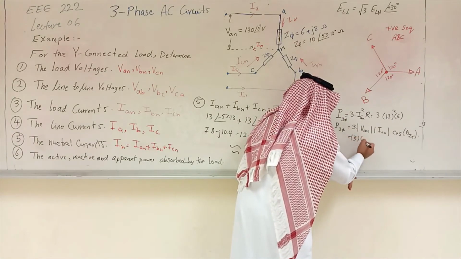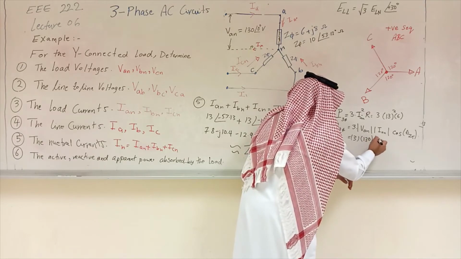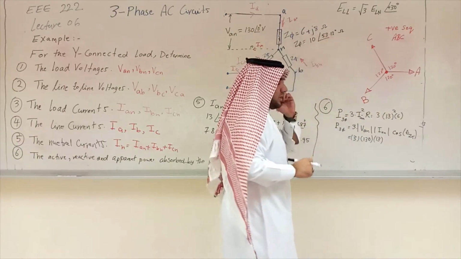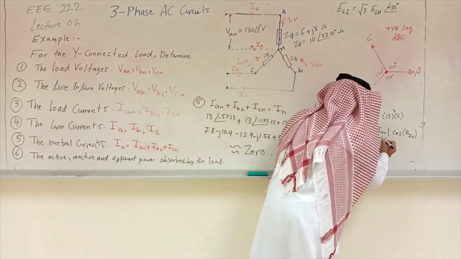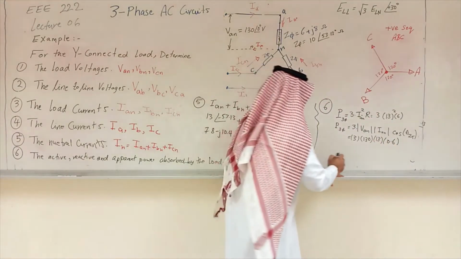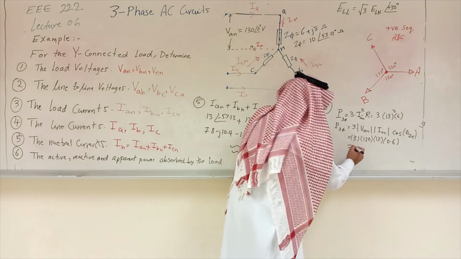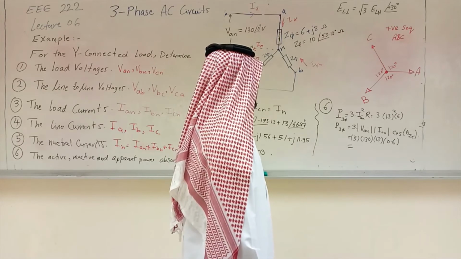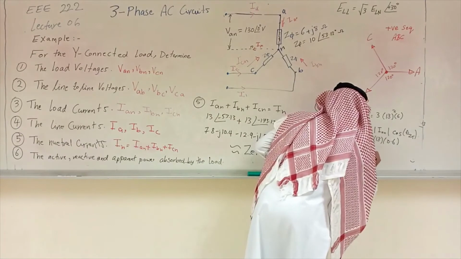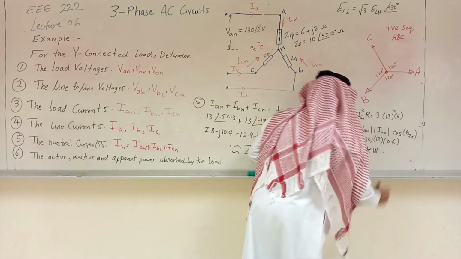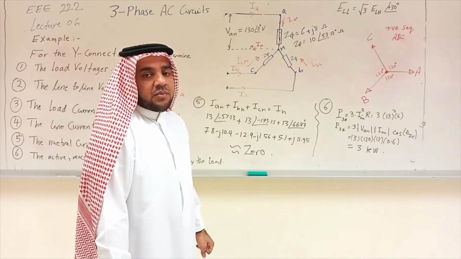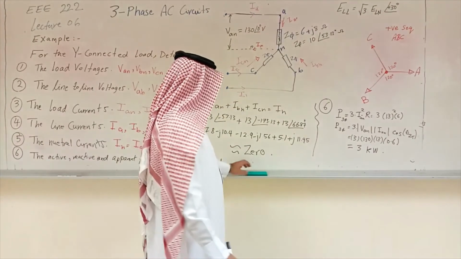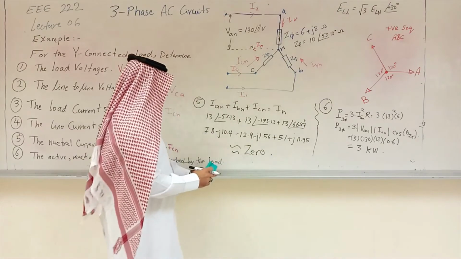And here it is 3. What is VAN? VAN is 130. What is IAN? It is 13. What is cosine theta z total? Theta is this. Cosine 53.13 is 0.6. If you do the calculation, both will give you almost 3 times 6 times 13 times 13. This will be almost 3 kilowatt. That's the three-phase real power consumed in the resistive part of the load here, right? Okay. Now, let's continue here.